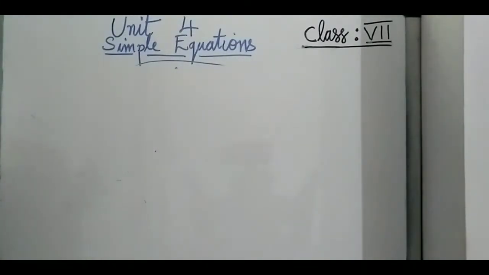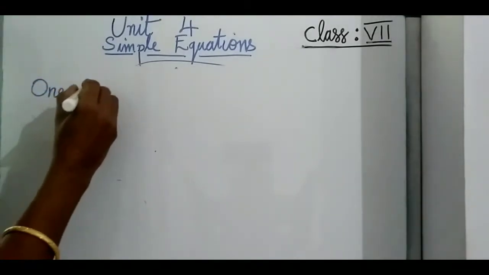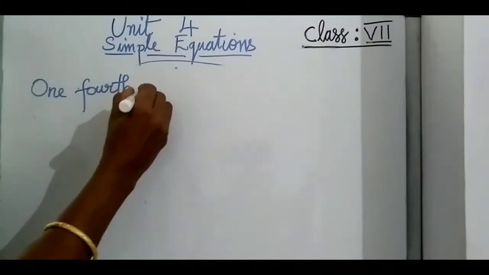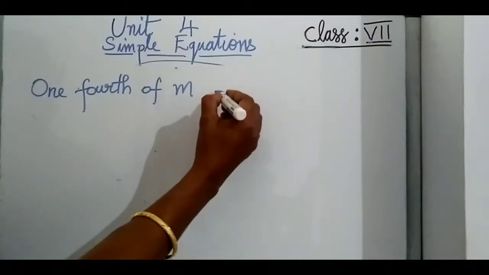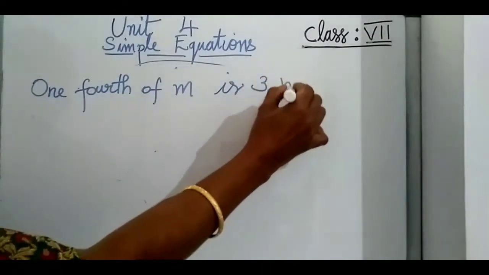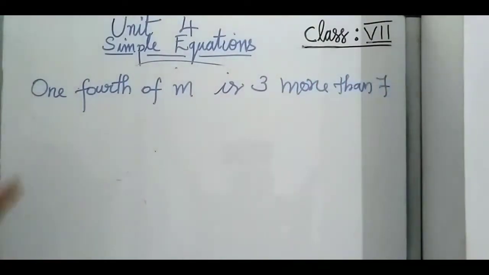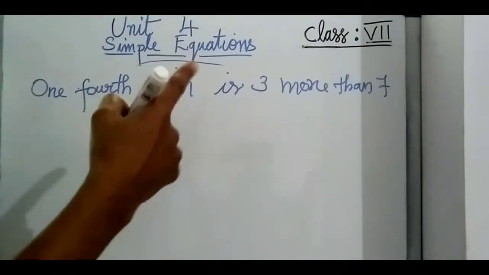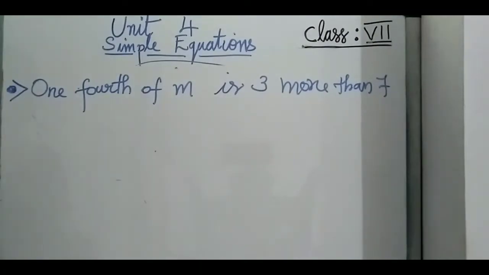If you are given a statement form, we know how to write it as an expression or an equation. So, 1/4 of m. One more example: 1/4 of m is 3 more than 7. How can we convert this into an equation?